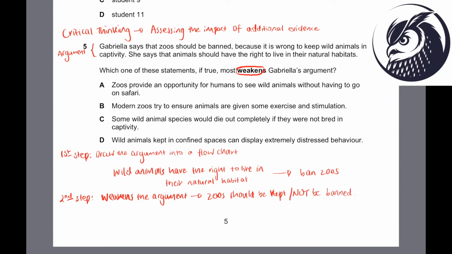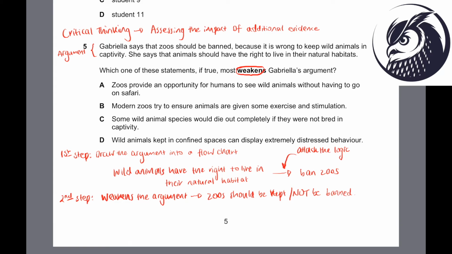Okay, and very importantly, something that's going to weaken Gabriella's argument has to actually attack this logic. Again, it has to attack the logic of her argument. So this bit here, okay? So let's keep that in the back of our minds as we read through our answer options. So remember, again, we're looking for something that weakens the argument. So it should be something that says that zoos should be kept. And it should also be a statement that attacks the logic of Gabriella's argument.